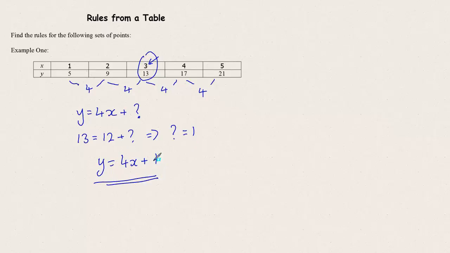There's actually another way of doing this that works if you've got a 1 here. If you go back another step to find out what y is when x is 0, that's 5 take away 4 is 1. So you get the 1 that way as well.